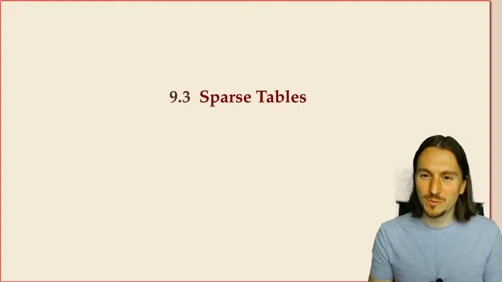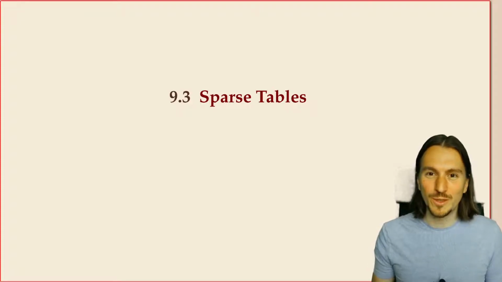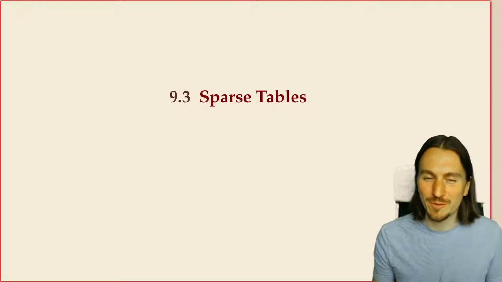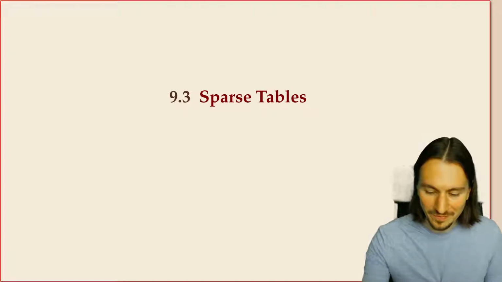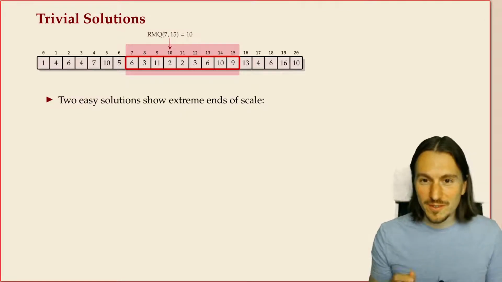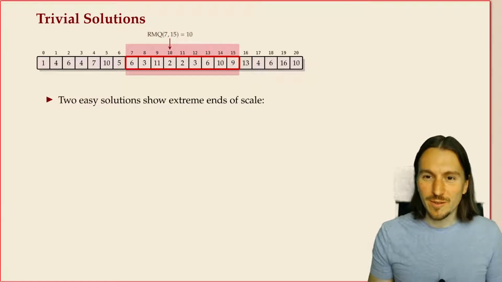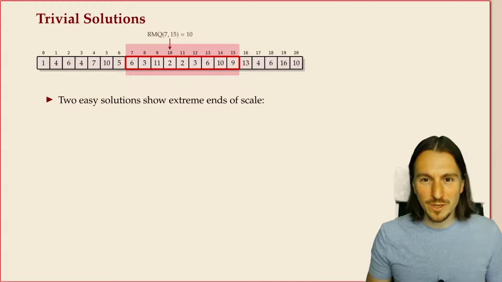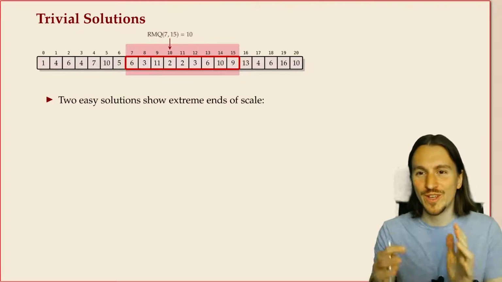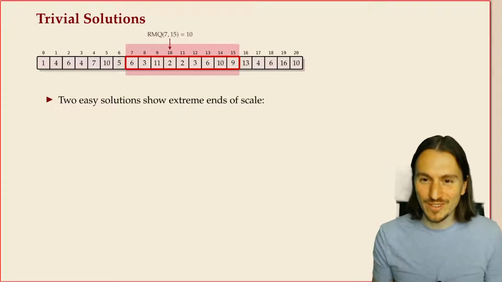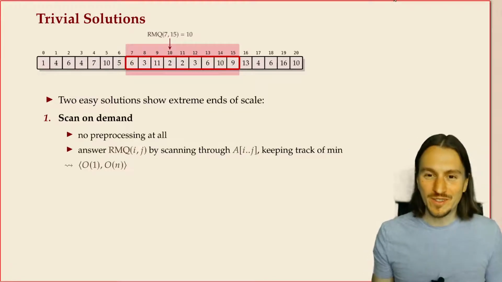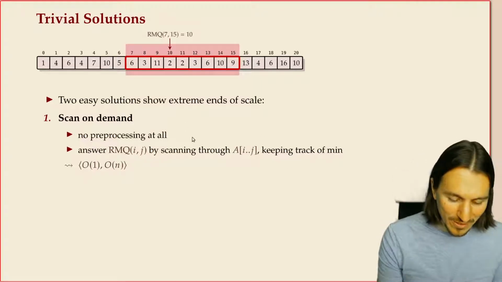The sparse arrays will be the final result. For today, we'll leave it just with the most primitive ideas for implementing range min queries. There's two obvious solutions at the extreme ends of a scale, where the scale is from doing nothing at pre-processing time to doing everything at pre-processing time. So one is doing nothing, no pre-processing at all.